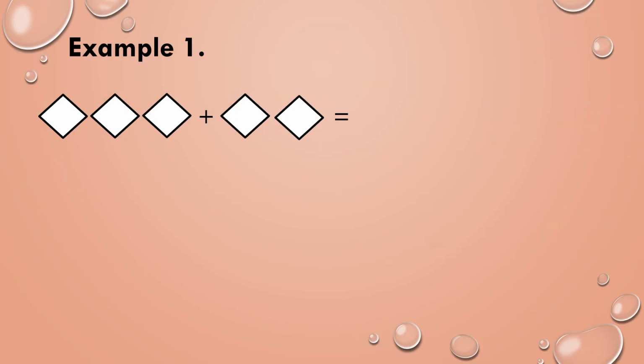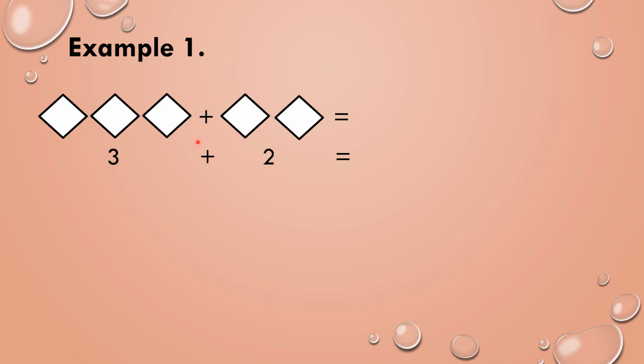Let's have example number 1. So as you can see, meron tayo ditong 3 white diamonds plus 2 white diamonds. So kailangan nating malaman ang sagot. Ano ba ang nire-represent ng 3 white diamonds? So kung kanina, let us imagine that white represents the positive number and gray represents the negative number. So this will become 3 plus 2 is equal to.